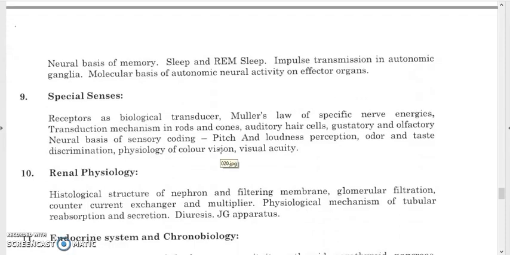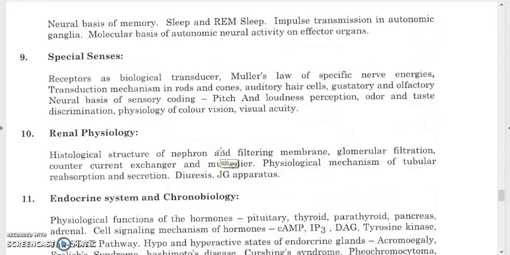transducer, Muller's law of specific nerve energies, transduction mechanisms in rods and cone cells, and auditory hair cells, gustatory and olfactory neuronal basis of sensory coding, pitch, loudness, perception, odor, taste, discrimination, physiology, color vision, and visual acuity. These are special senses, how the sensation occurs, you have to study here.